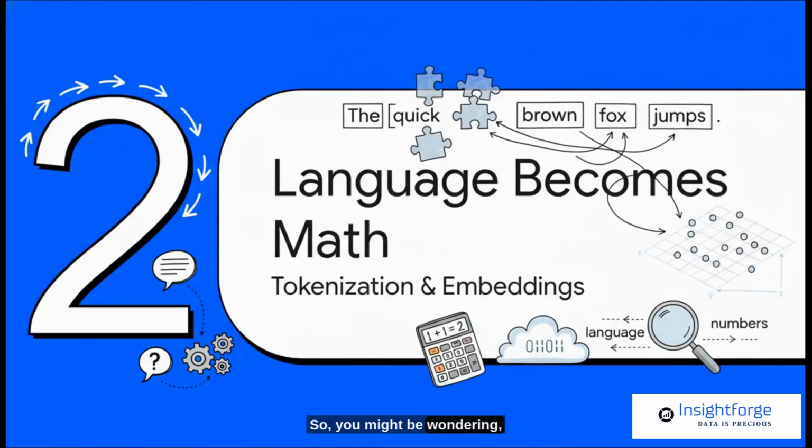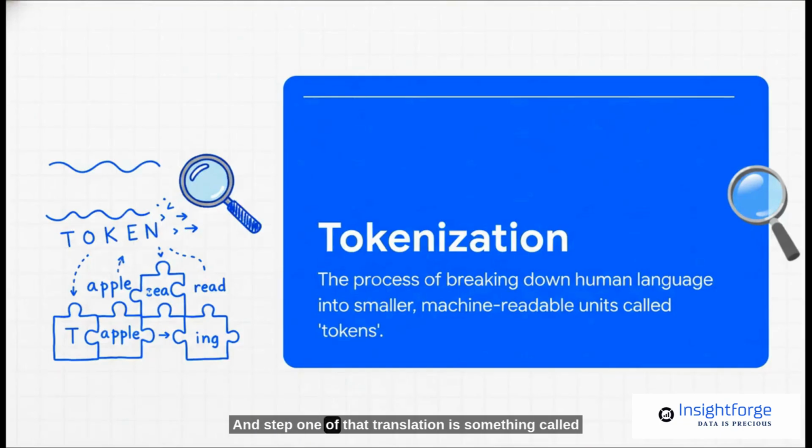So you might be wondering, how does our language even get into this system? I mean, a computer can't read words like we do. This is where the model has to become a translator, turning our messy, beautiful language into the cold, hard numbers it can actually work with. And step one of that translation is something called tokenization.